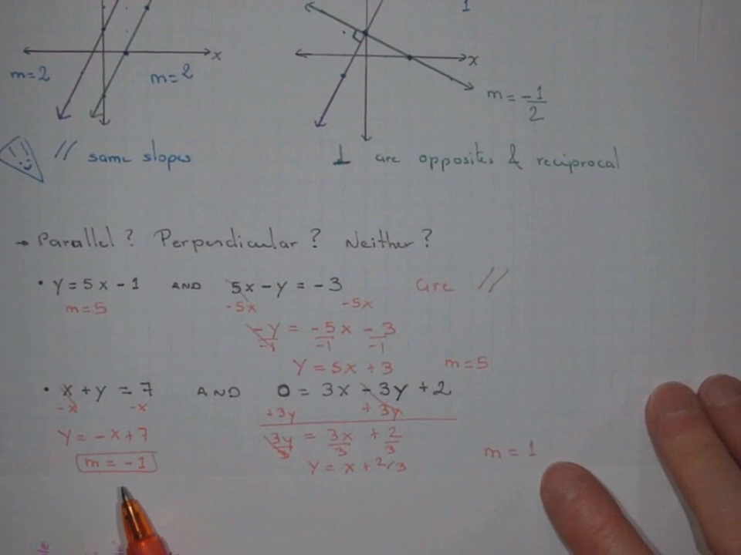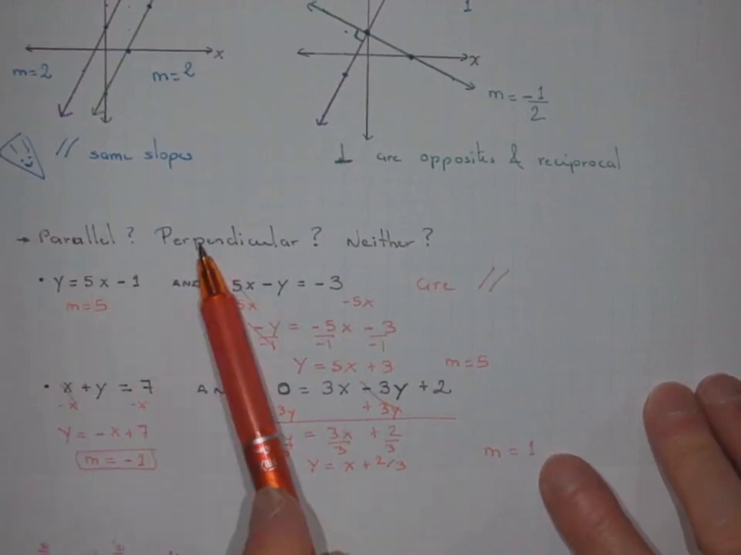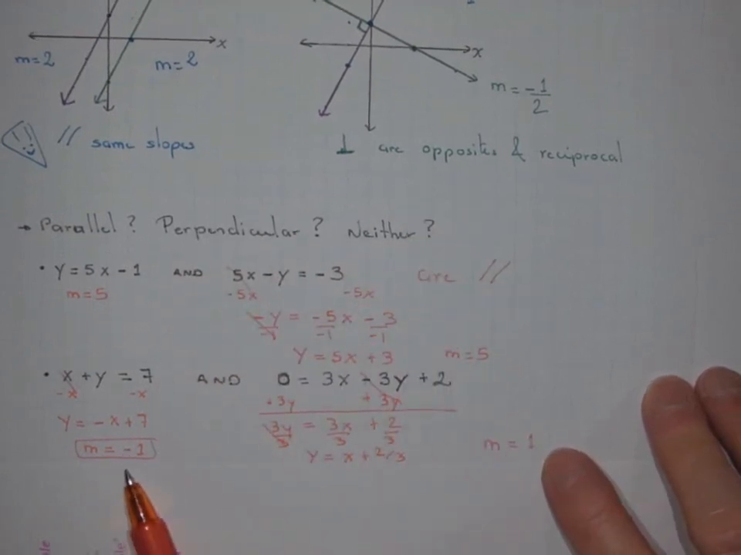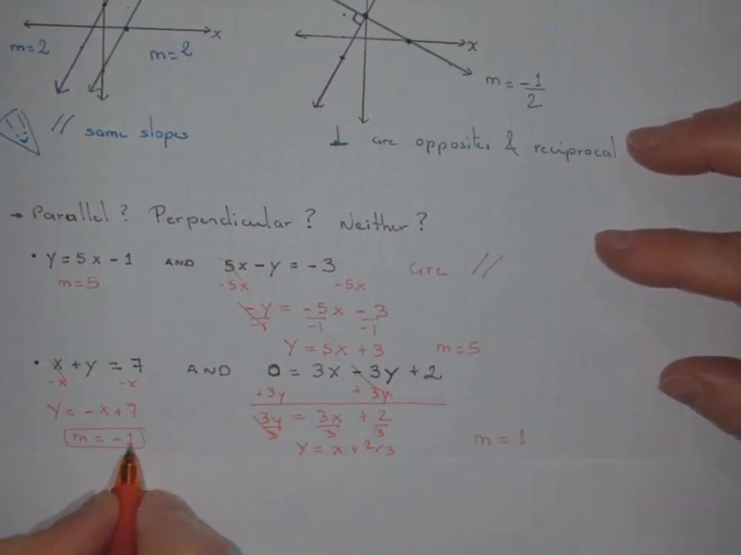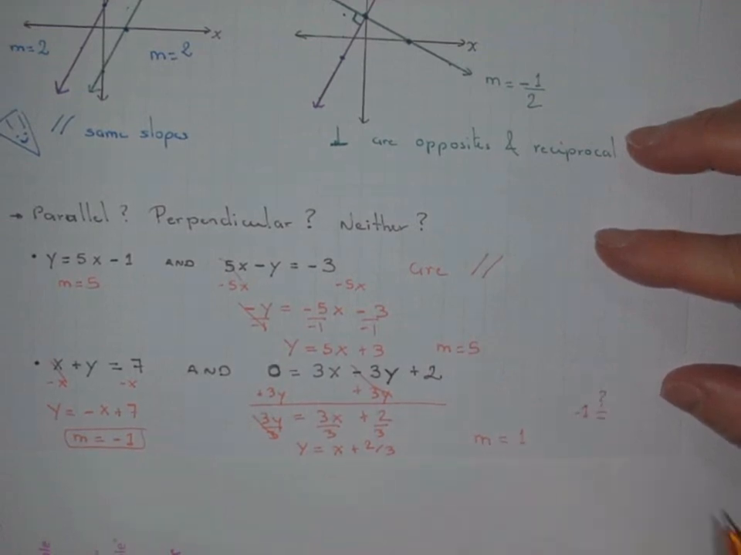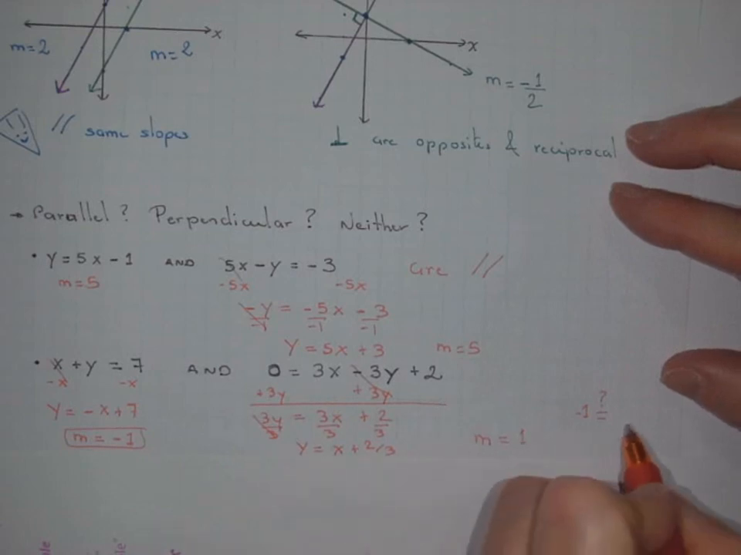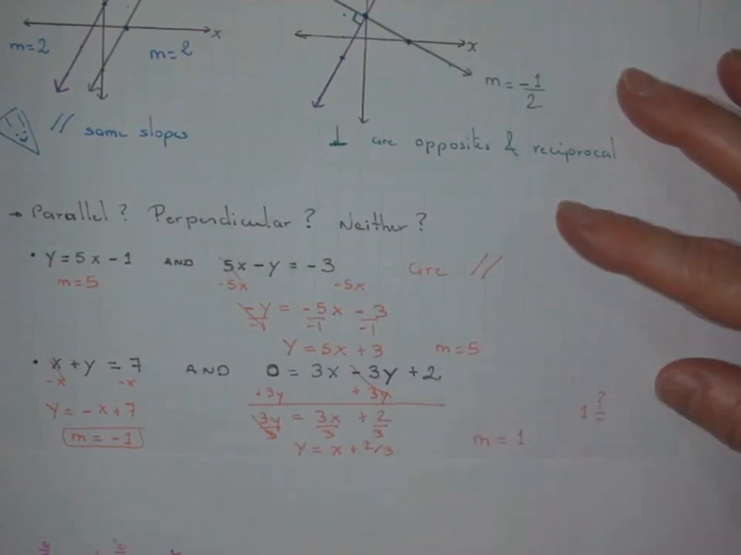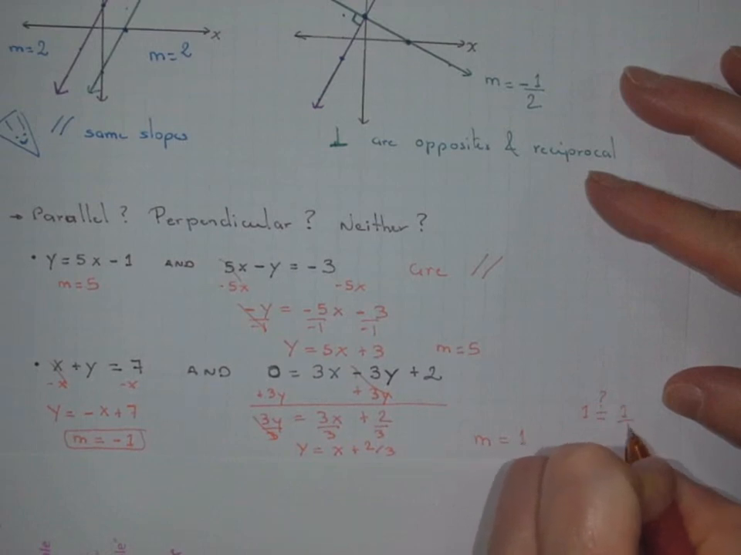Okay, well, they're obviously not the same, right? One is a negative 1, one is a positive 1, so we know they're not parallel. But are they perpendicular? Are they opposite? Yes, negative and positive, right? So they are opposite. Are they reciprocal? Well, let's check. Is negative 1 the same thing as the reciprocal? Sorry, I really don't want a negative there, so I really want just a 1. Is 1 the same thing as 1 over 1?